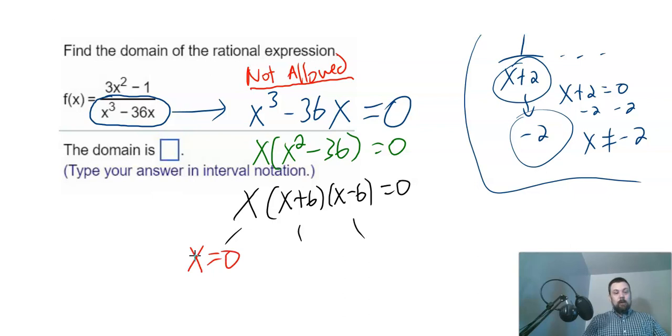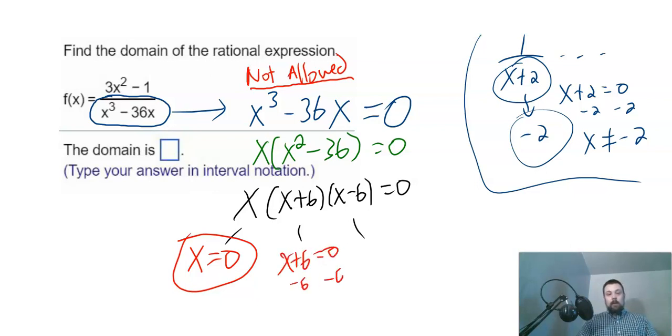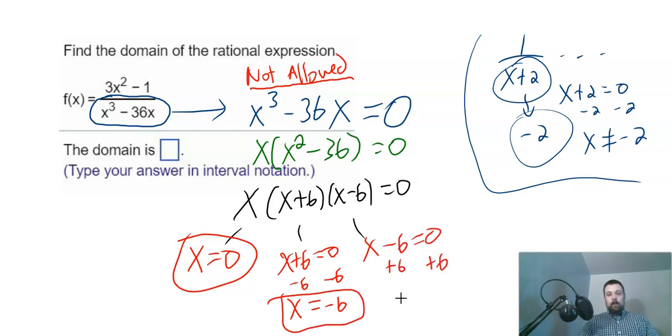We get x is equal to 0, and that's the one that I had in mind that you might be able to figure out just by looking. Right? If you plug in 0 for x, that would zero this whole thing out, and you'd be dividing by 0. But these two are a little bit more difficult to figure out, right? So we set this factor equal to 0, solve for x, we get x equals -6. We set this factor equal to 0, solve for x, and we get x is equal to positive 6.